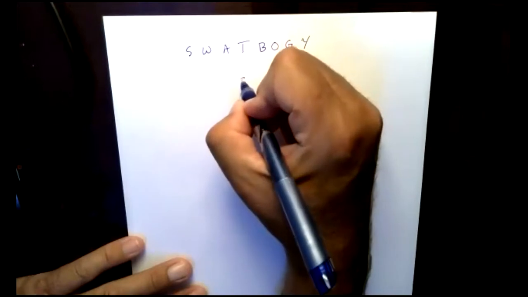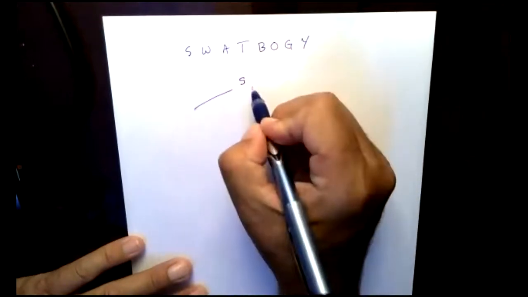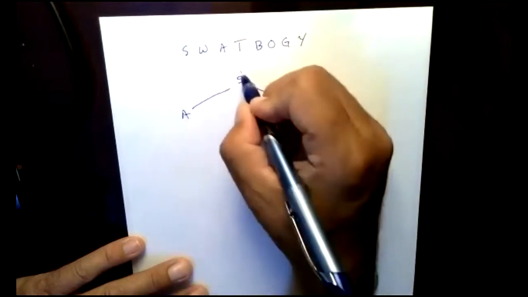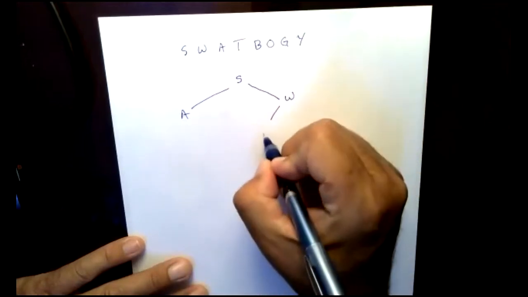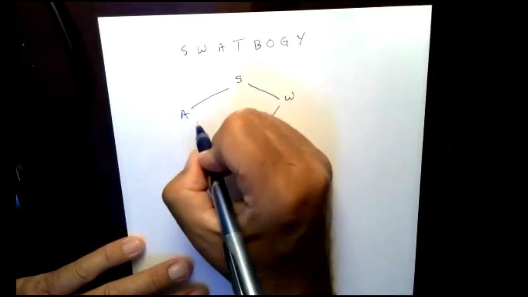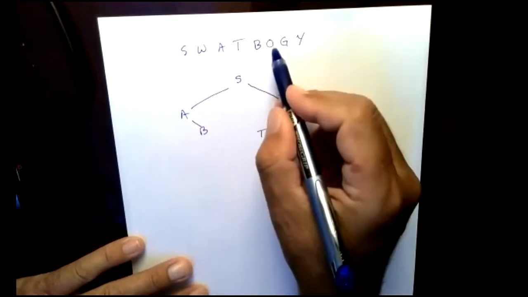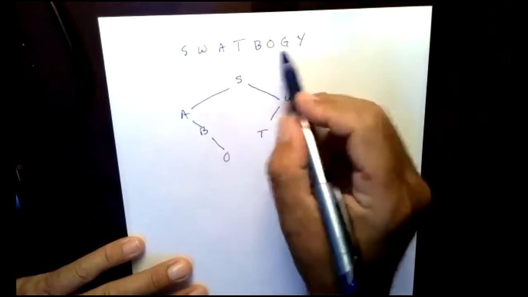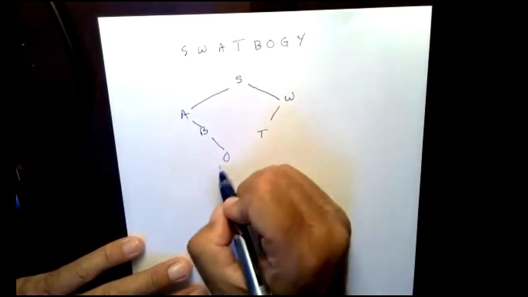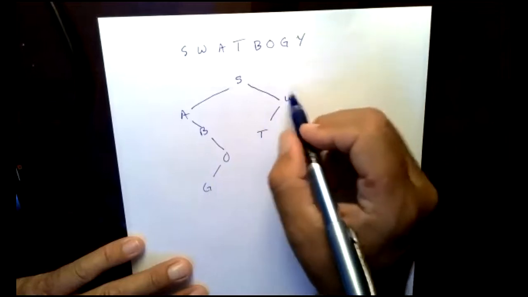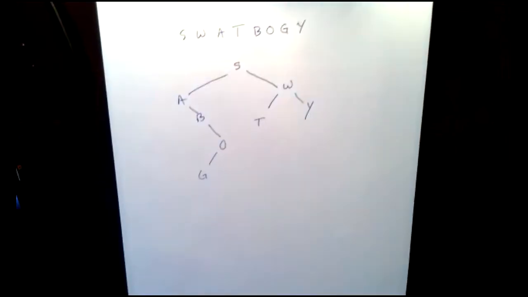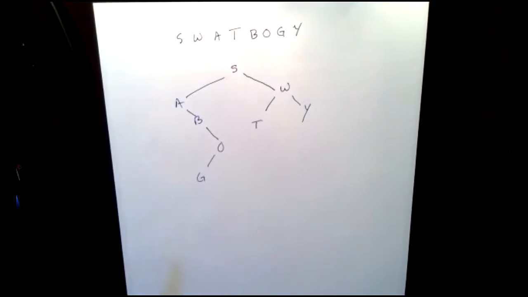Well, we've gotten pretty good at this. And I know to go wide. And I'd go S, W, A, T, B, O, G, and finally Y. I'd get something that looks like that. And I know that I have a certain number of levels, 5 levels, and searching and on and on.